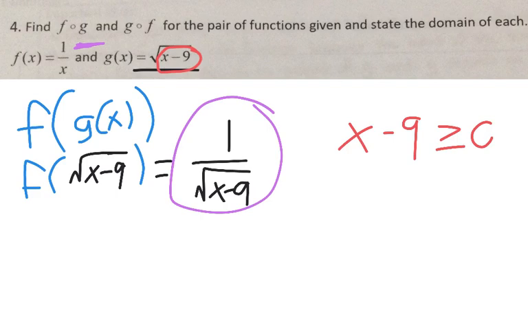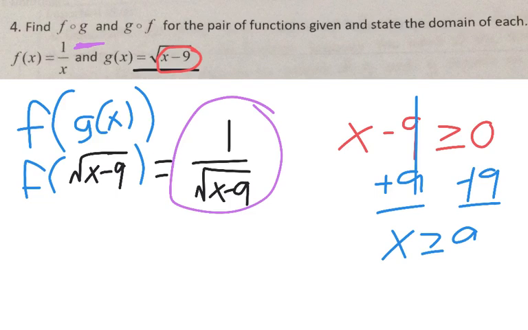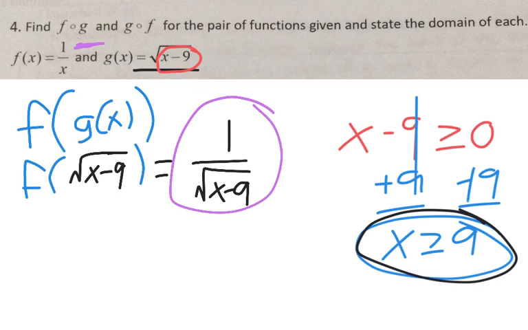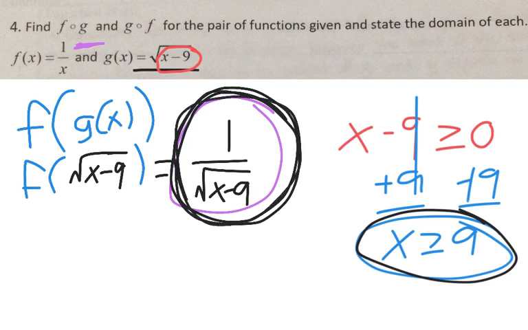Are we following? People seem to never understand this. I can solve it to find that x must be greater than or equal to 9. So g, the inside function, tells me this is the domain. It's already been restricted. So it's no longer all real numbers. It's only all real numbers greater than or equal to 9. Then, once we found the domain of our inside function, we must find the domain of our big composition, which is here.